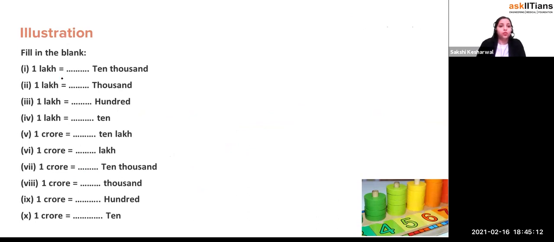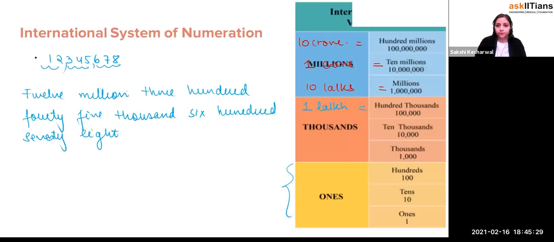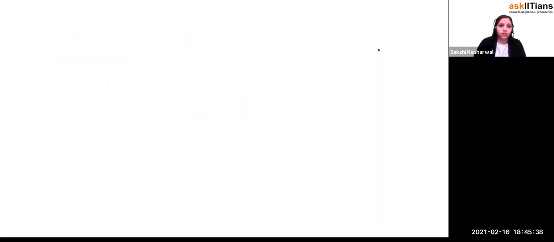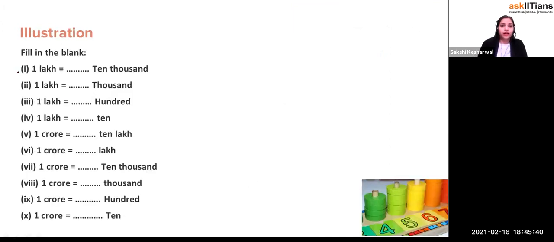It says that 1 lakh is equal to how many 10,000. So we learned 1 lakh and how many 10,000. So just compare: 1 lakh and 10,000 have how many zeros? 10 lakh is how many digits, beta? It is 6 digits, right? 10,000 is having how many digits? 5 digits. And 1 lakh is having how many digits? 6 digits, right or not?